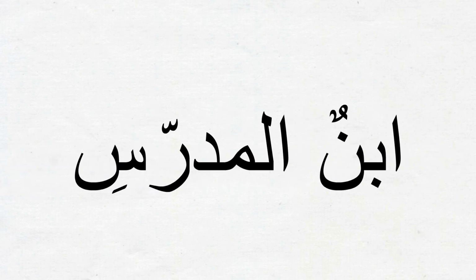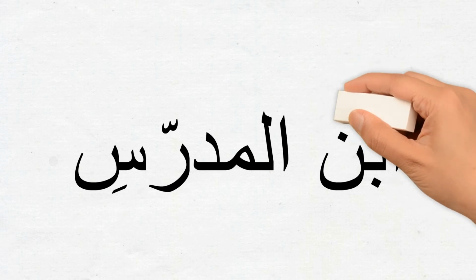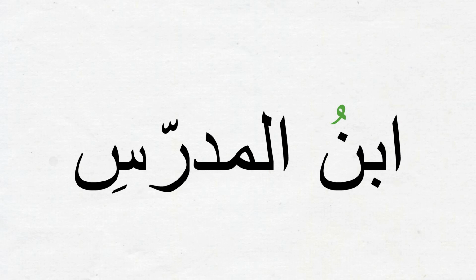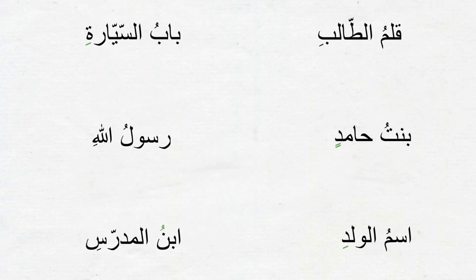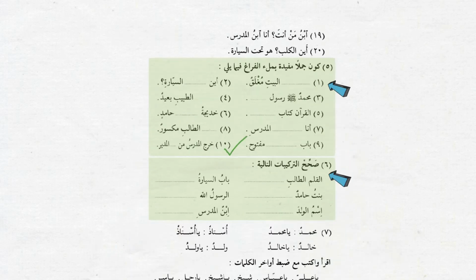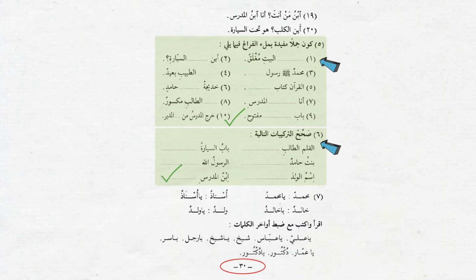The last example is ibnun al-mudarrisi. Here the ism ibnun is ending with tanween, but the mudaf cannot take tanween. So we should change the ending to dhamma. The right way of saying it is ibnul mudarrisi. Great, we are done with this one as well. Let's move on to exercise 7.